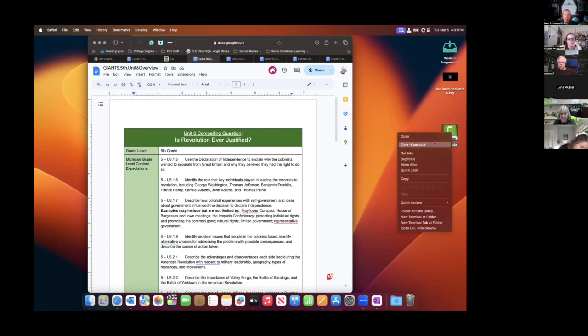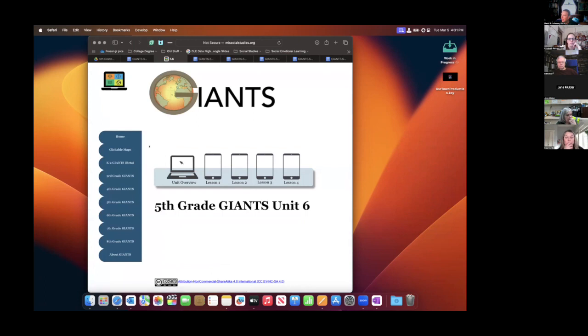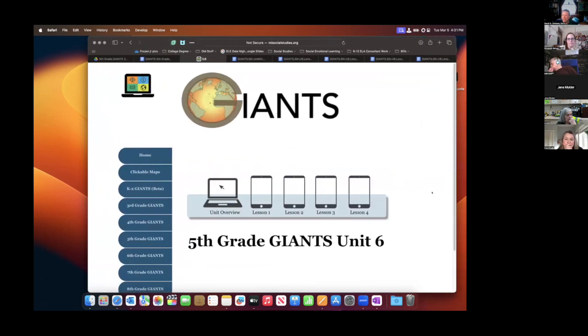So, right out of the gate, you are probably going to notice that this unit is very different from all the other units that have come before it. The first thing I'm going to draw your attention to is that it is actually comprised of four lessons instead of our usual three. So this is a much larger unit.